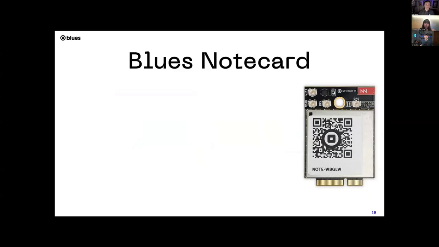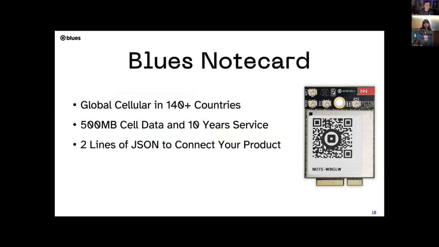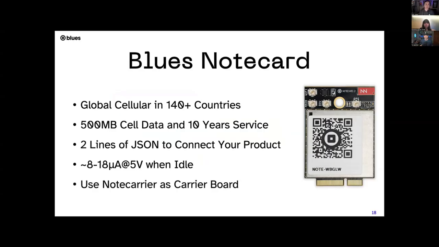But what gets people really excited about Notecard? The first is that our cellular Notecard provides global reach. It also ships prepaid with 500 megs of data, 10 years of service. There's no monthly SIM fees or anything like that. You can also literally connect your product to your cloud in 2 lines of JSON code. It's also built to be low power, consuming 8 to 18 microamps when idle, depending on the type of Notecard you're using, and I'll talk about those in a second.